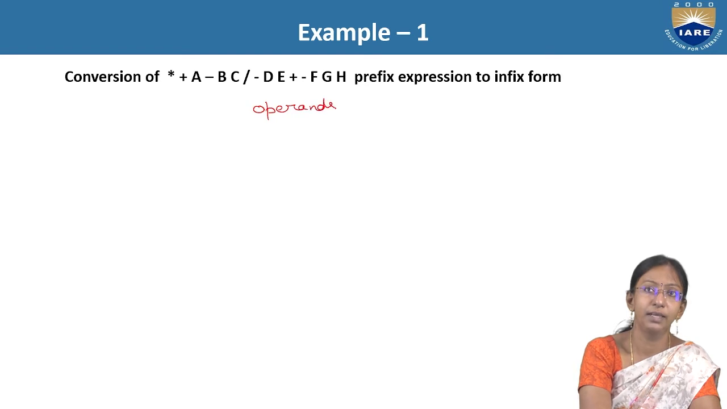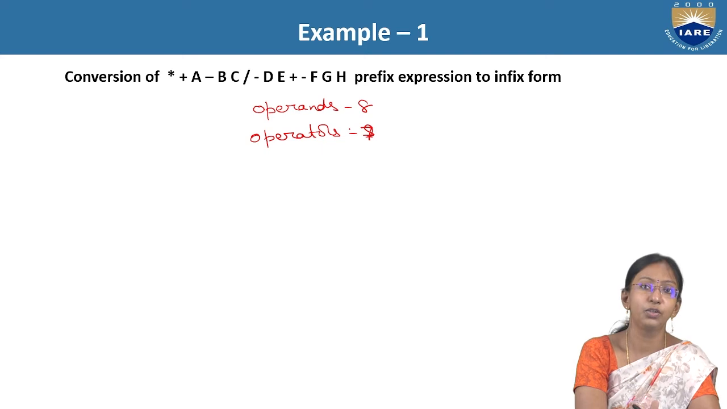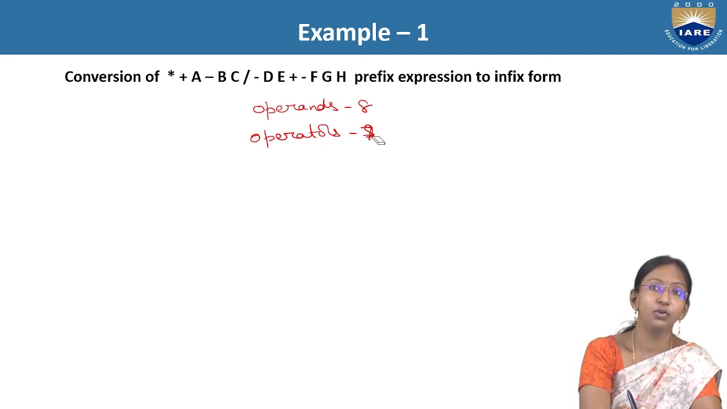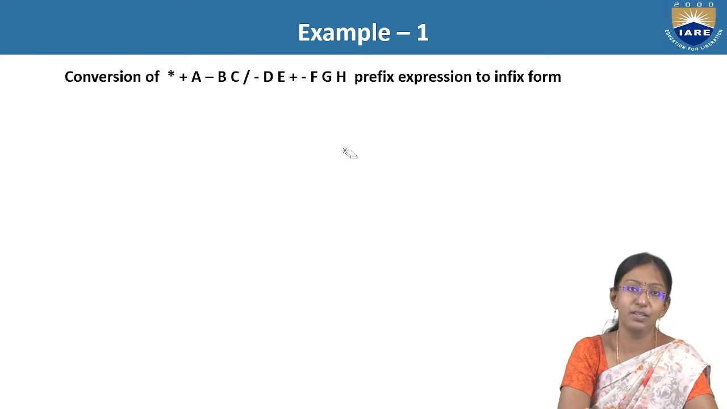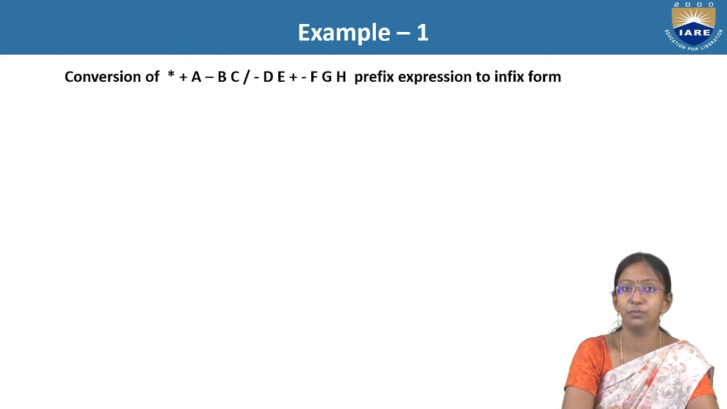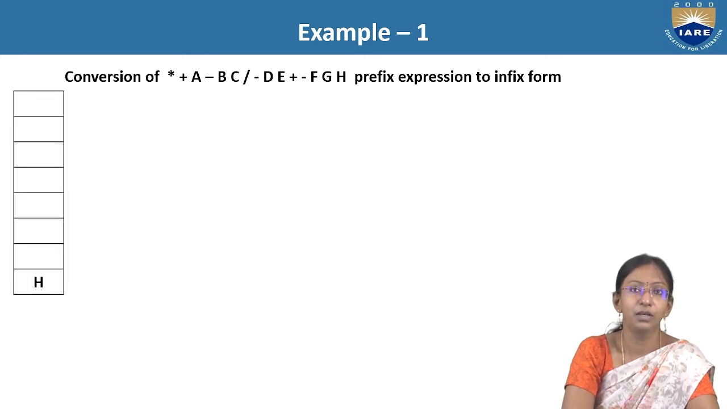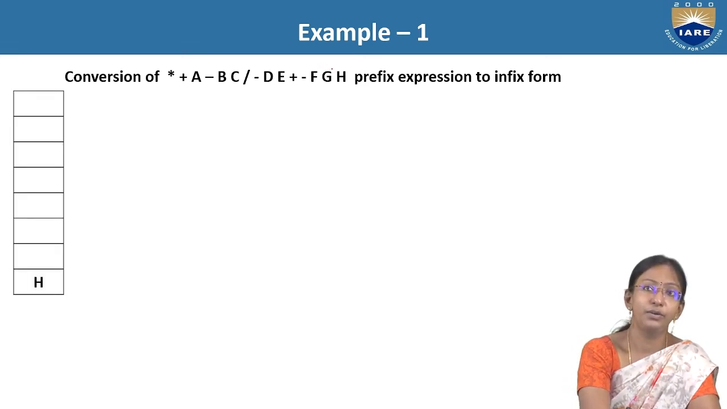Operands are 8. Operators are 7. So to concatenate 8 operands, you need a minimum of 7 operators, and they are there. On a rough note, you can say that you are going to get a balanced, proper infix expression by the end of this process. So take a stack. As I said, we are going to traverse in the reverse direction, from right to left.